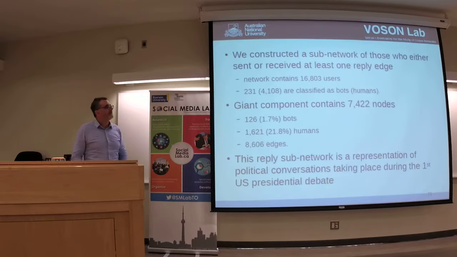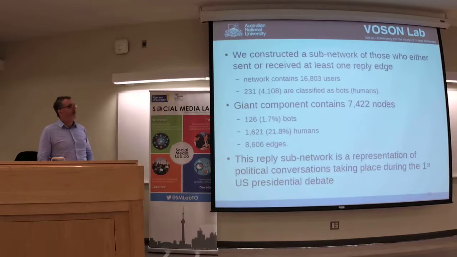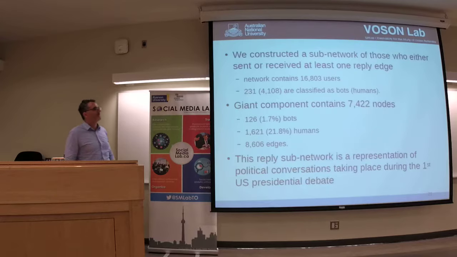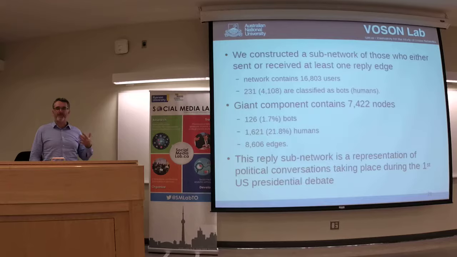So we constructed a subnetwork of those actors who either sent or received at least one reply edge, so they either replied to someone on Twitter or were replied to by someone. Just to clarify the types of interactions people can have on Twitter, in network terms, there are I think three or four different types of activities that lead to different types of edges or ties within a network.